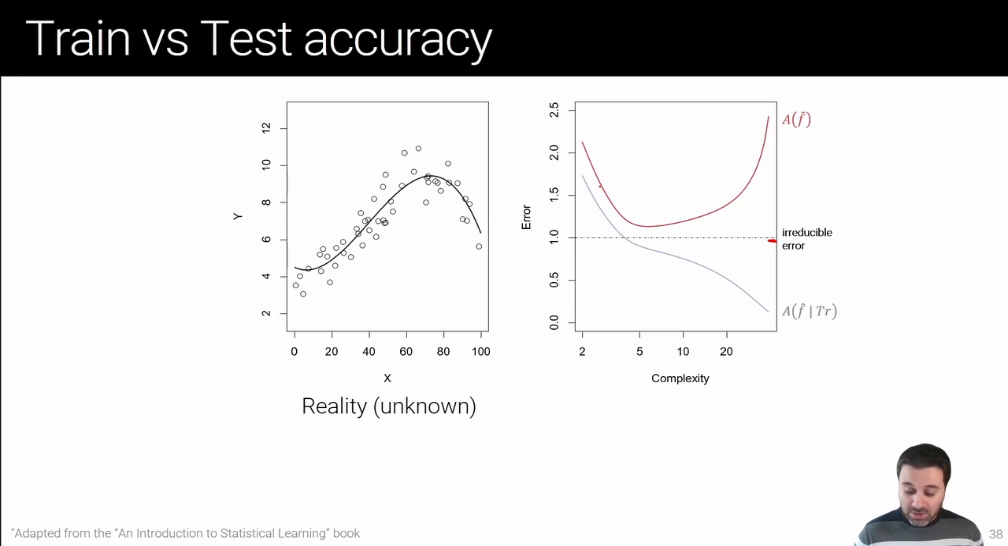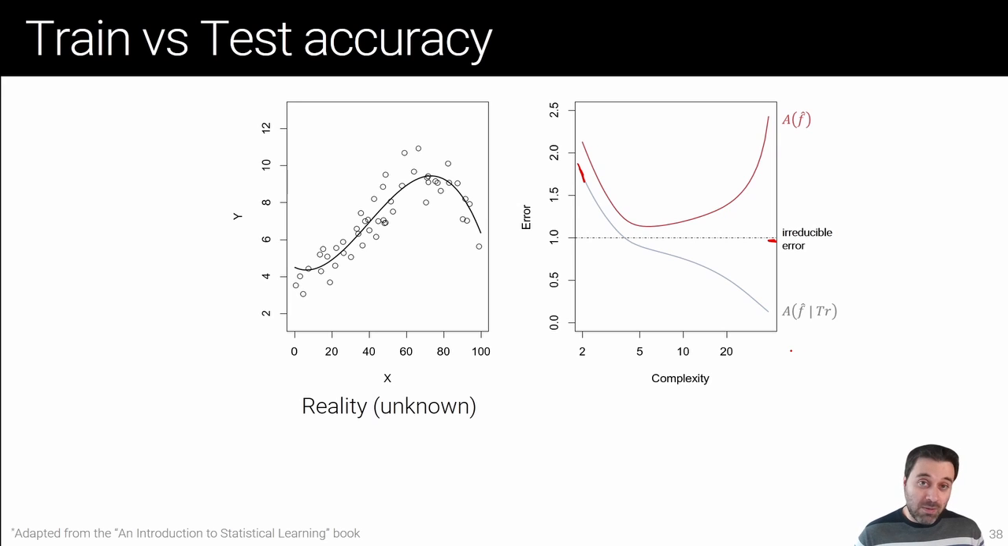The second term is here in gray, and it's telling us that as the model complexity increases, so as we allow the model to be more and more complex and to wiggle more around the data points to try to accommodate all the training data, the error of the model is going to decrease. So the accuracy of the model given the training data is going to be better. We are reducing the error.